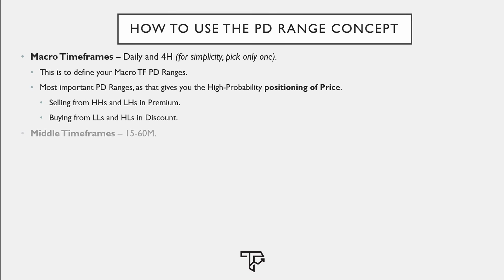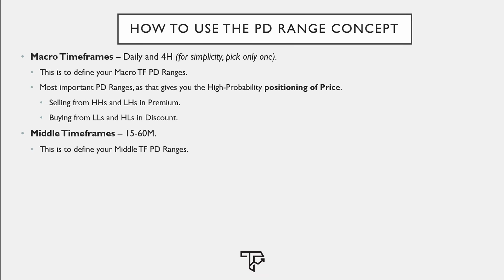Now then, of course, what you also need is a middle time frame. So that, again, you have to choose for yourself. I would recommend going from the 15-minute all the way to the 1 hour. So again, which one am I going to use? Personally, I use the 15-minute. Okay? And that is pretty much to define your middle time frame PD ranges.